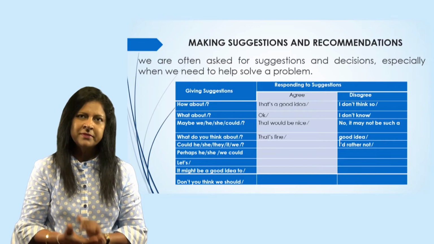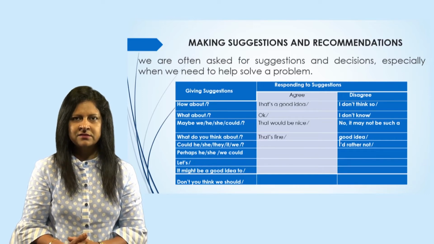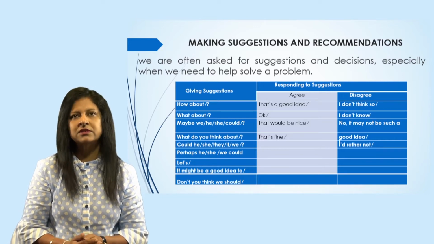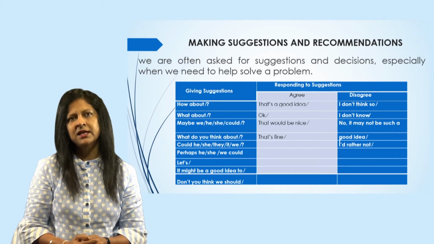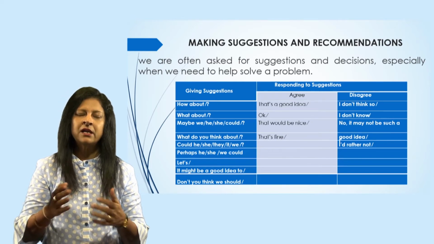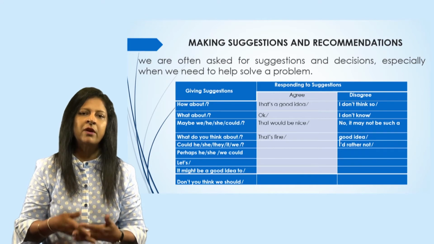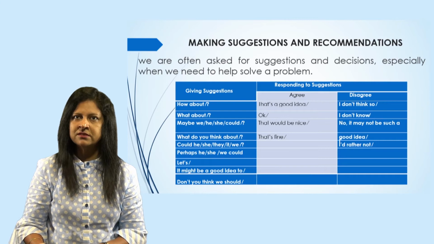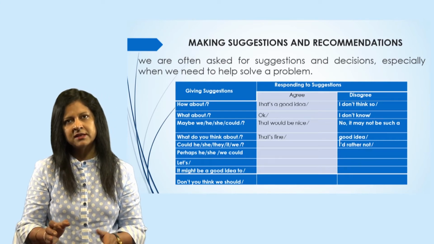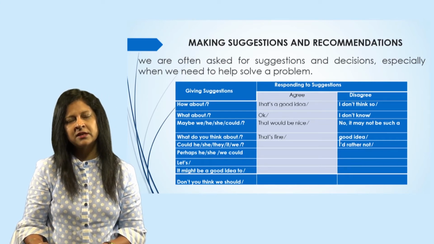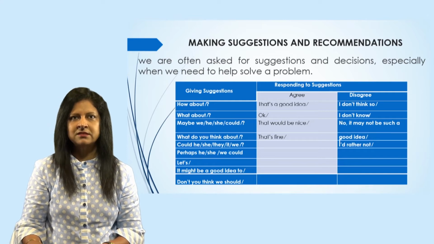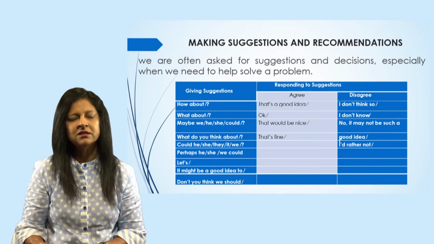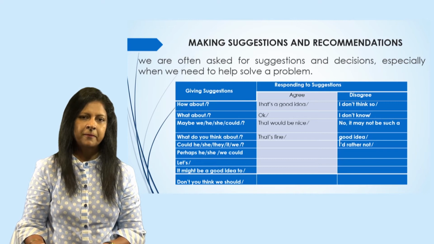So when it comes to making suggestions and recommendations, look at this. We are often asked for suggestions and decisions, especially when we need to help solve a problem. For instance, if you look at the first column, giving suggestions. The second column, it is responding to suggestions. And the last column, it says disagree. Just try to read it so you will understand.